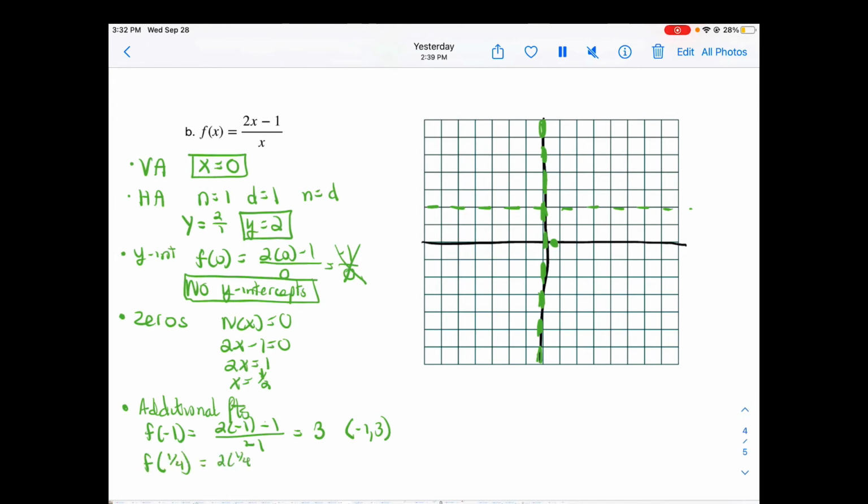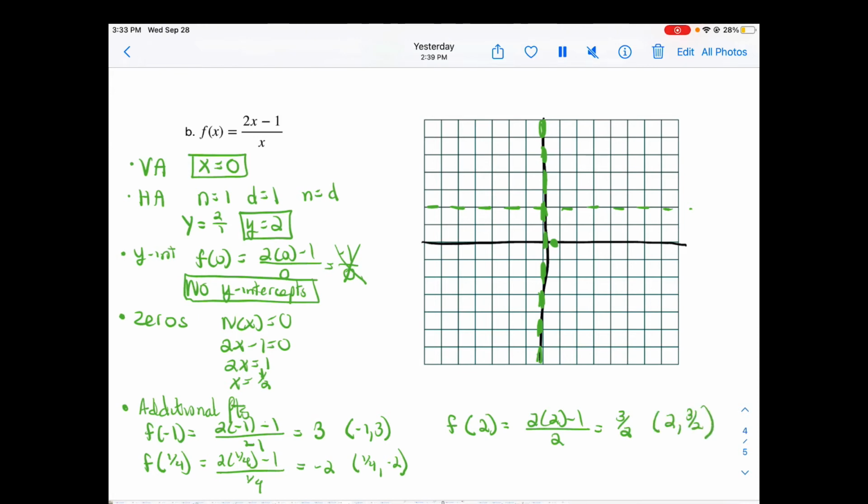Now I need a point between my x-intercept and my vertical asymptote. So I chose 1/4 because we need a point between and beyond every asymptote and x-intercept. Working out f of 1/4, you end up with -2. So I have the point 1/4, -2 on my graph, so we can plot that. And our last one, we need some value greater than our x-intercept. So I'm going to choose 2. Plugging that in, I get the point 2 comma 3/2.